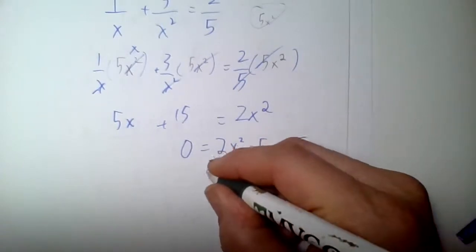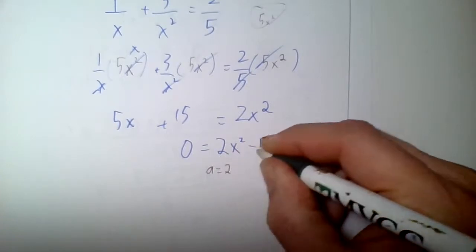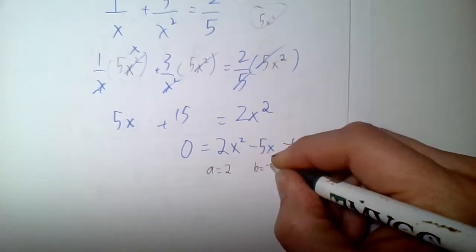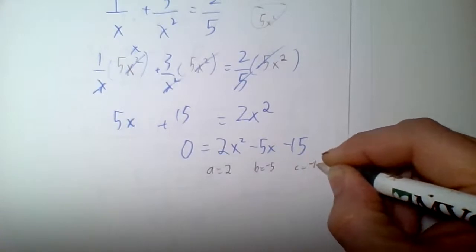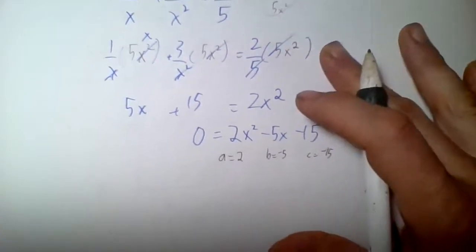So still want this form, the 0 on one side. Identify your values from there. That means A is 2, B is negative 5, C is negative 15, and we're going to drop those into the formula.